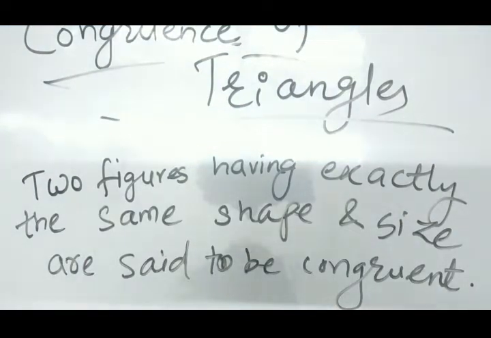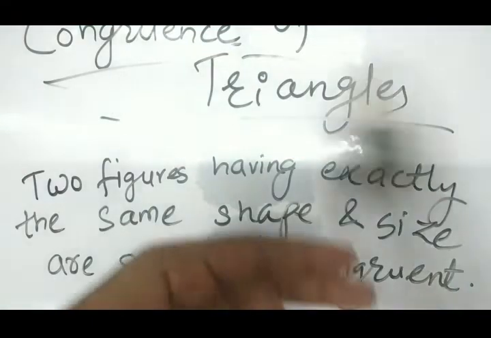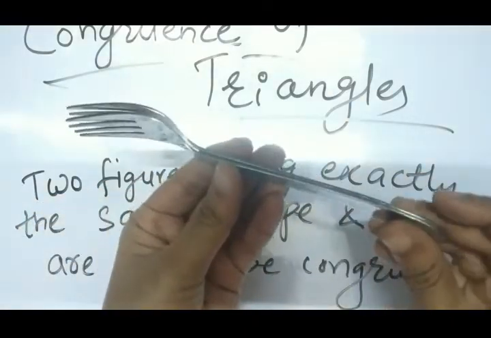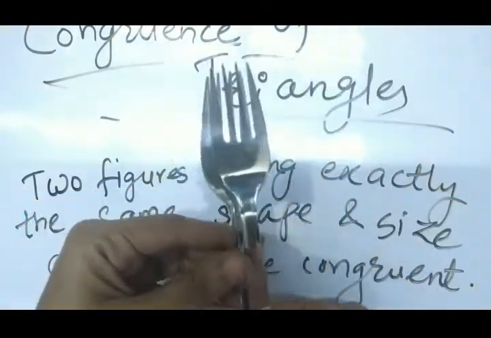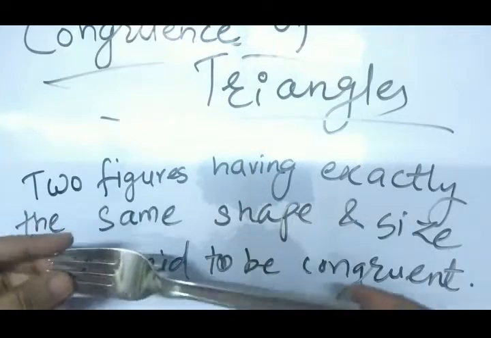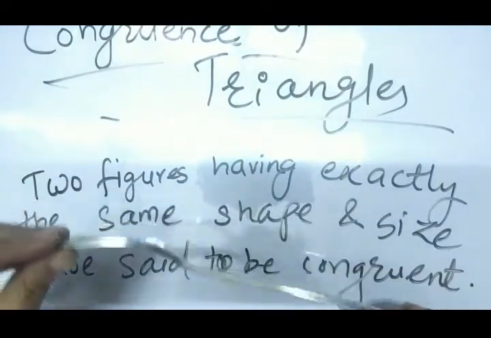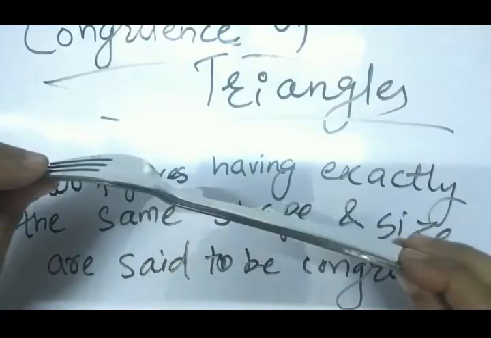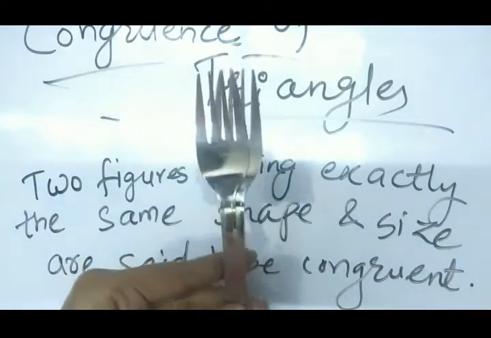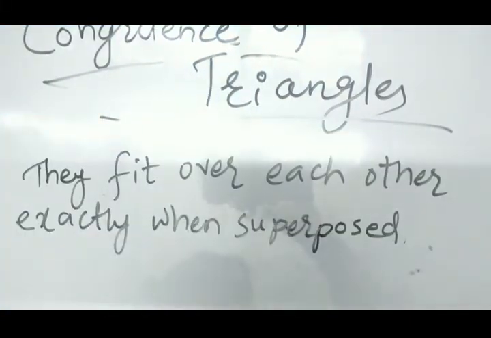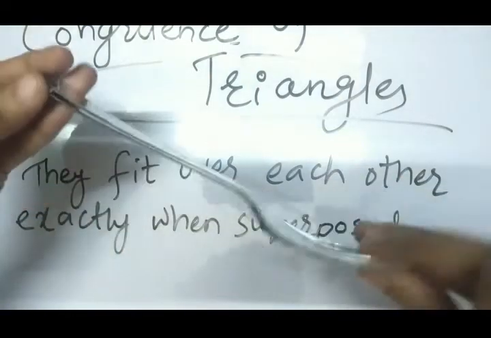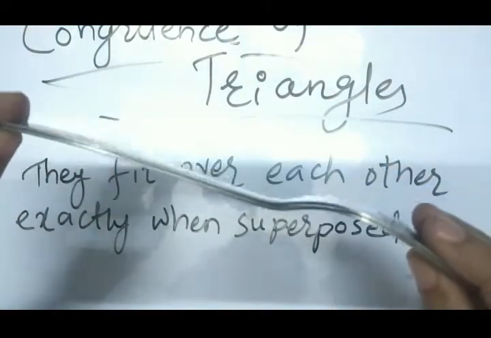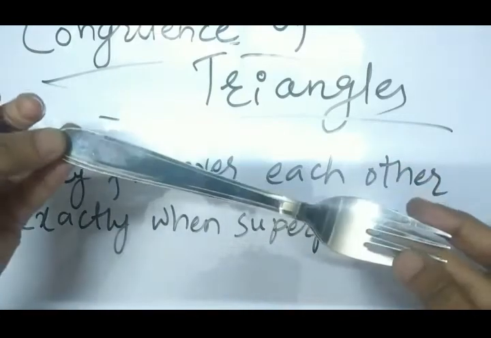So friends, when two figures have exactly the same shape and the same size, they are said to be congruent. For example, you can take this. These are congruent images, as these are two different spoons, but they have the same shape and the same size. So they are said to be congruent to each other. You can see they fit over each other exactly when they are superposed. They hide each other and completely cover themselves.